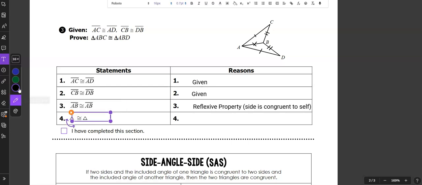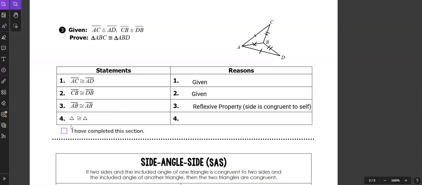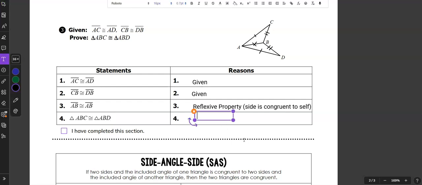And now we have all three sides are congruent. So let's go ahead and go right here. Triangle ABC is congruent to triangle ABD, and that is by side congruence. And you do not have to type out side. You can just put SSS. That is normal. Please go ahead and mark this section as done when you have completed it.